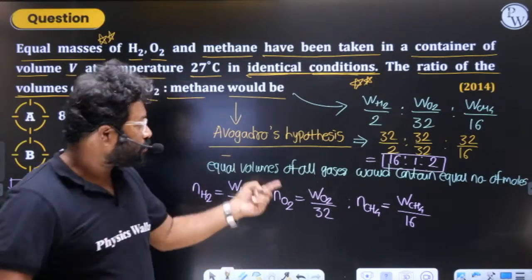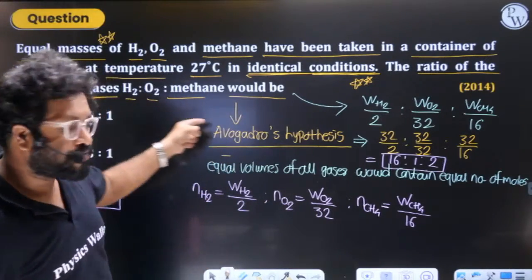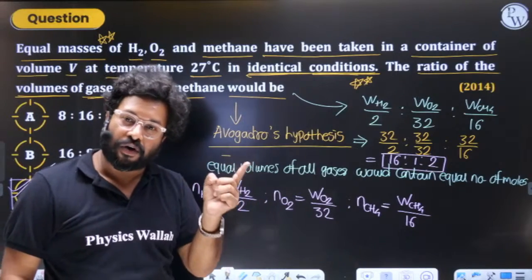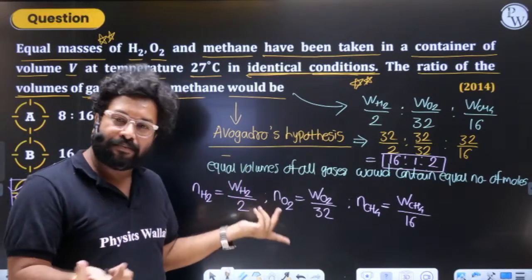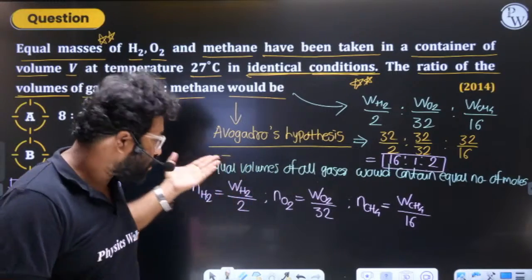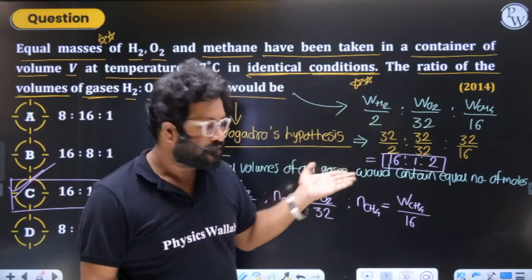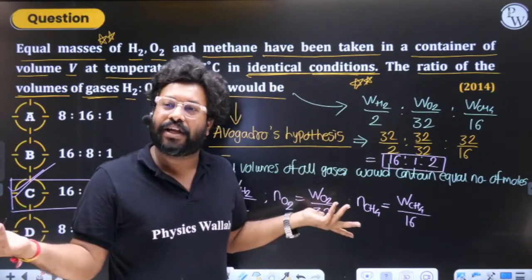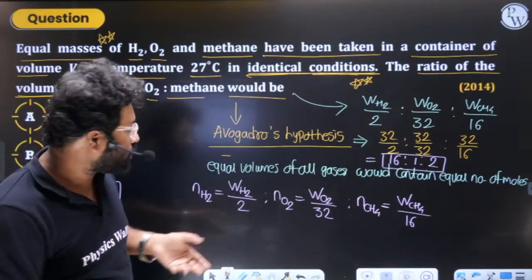They have asked us to calculate the ratio of their volume. Now since the ratio of volume and ratio of number of moles is the same as per the Avogadro hypothesis, that's why I took the ratio of number of moles. And that's what we end up with the answer, 16 as to 1 as to 2.